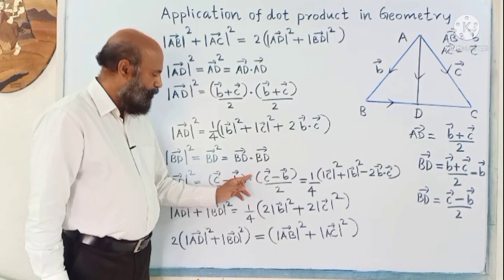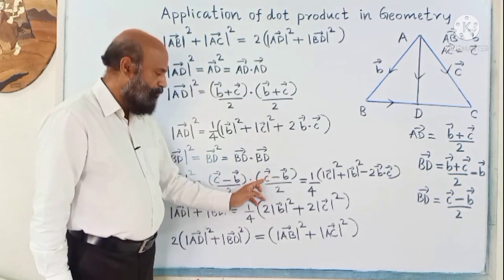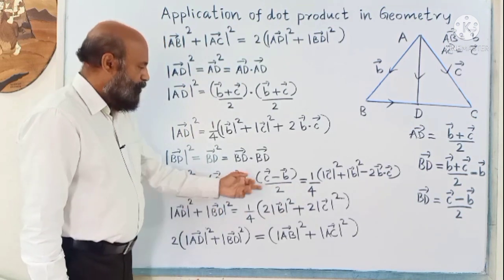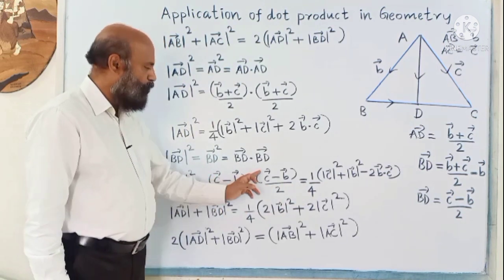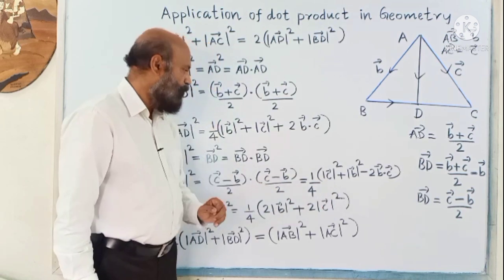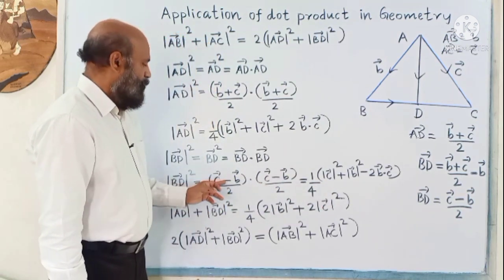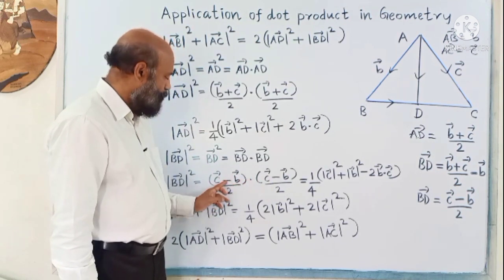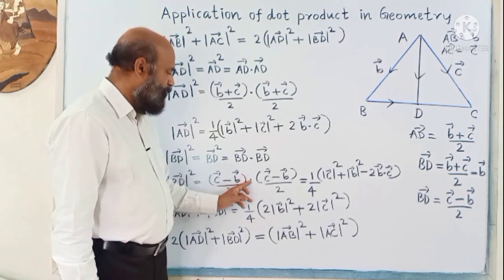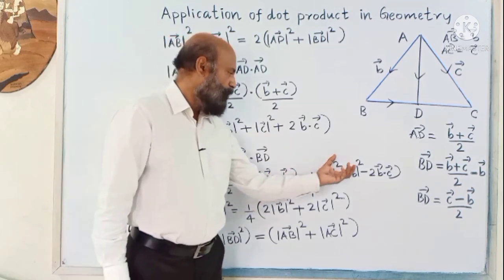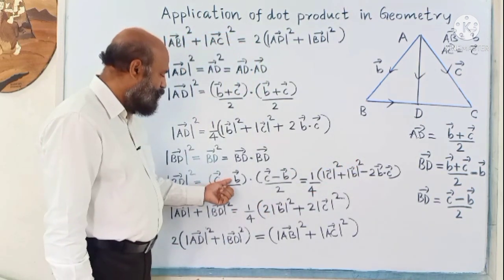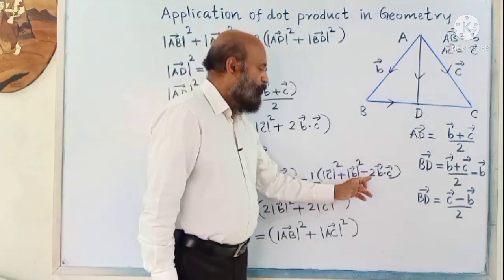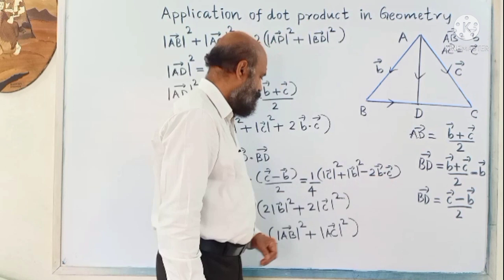So again C vector minus B vector by 2. So 2 into 2, 4. Now when you take the dot product, C vector dot C vector can be written as modulus of C square. Then when you multiply these, minus into minus plus, so B vector dot B vector, so modulus of B vector square. Then minus B dot C, again minus B dot C, so 2 times B dot C.